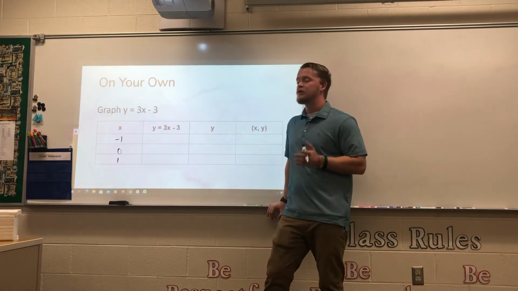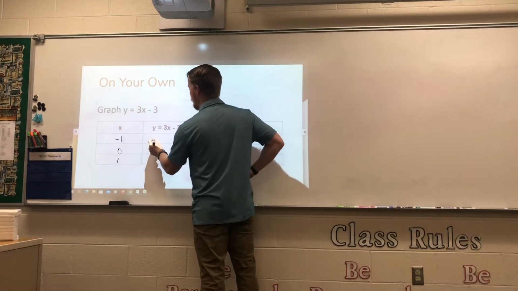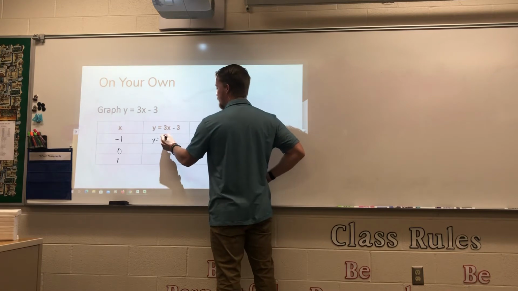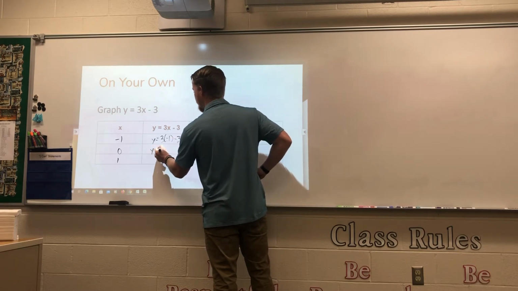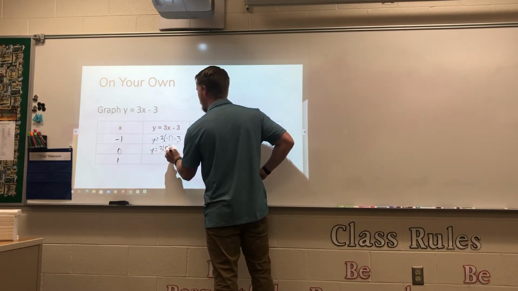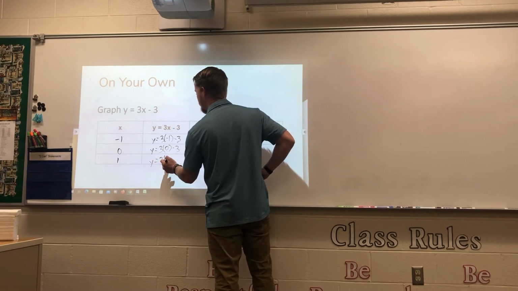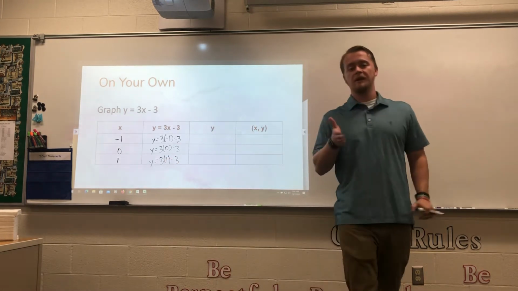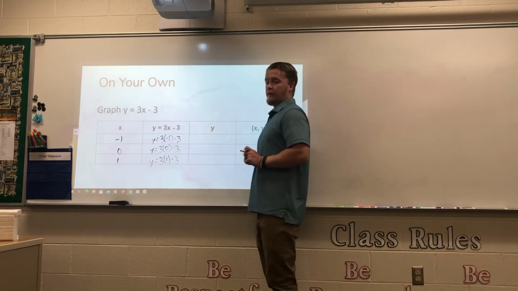You take those x values and plug them in for x in your equation. So we have y equals 3x minus 3, but instead of x now, I'm going to put my x values I chose in. So this one will be y equals 3 times negative 1 minus 3. This will be y equals 3 times 0 minus 3. This will be y equals 3 times 1 minus 3. So again, all I'm doing is plugging in the x values I chose into my equation. And then I solve each one.